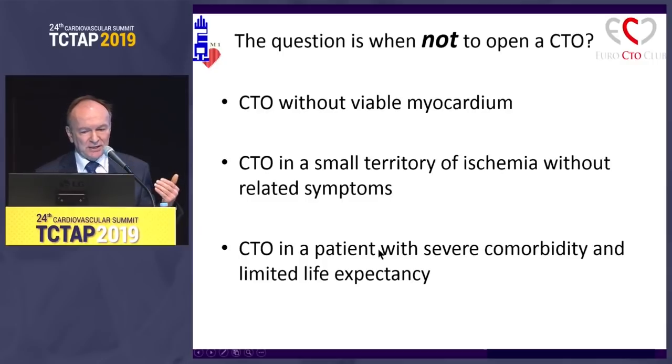So the question is not whom should we treat, whom should we not treat? CTO without viable myocard, CTO in a small territory without related symptoms, and of course CTO in a patient with severe comorbidity and a limited life expectancy we won't treat. Thank you.